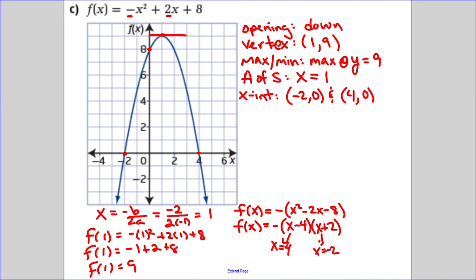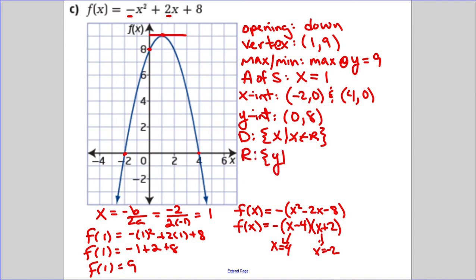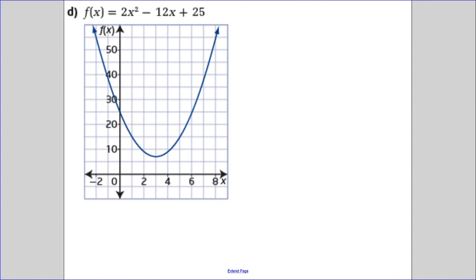Now my y-intercept is next, and the y-intercept here crosses the y-axis at 8. That's just making x 0, so 0, 8. And the domain for this is going to be x such that x is in the set of real numbers, and then the range is going to be, in this case, y less than or equal to 9, such that y is in the set of real numbers. Alright, so again, going through and listing all of our points. One more to go through. Pause the video, give it a try, and come back when you're ready.